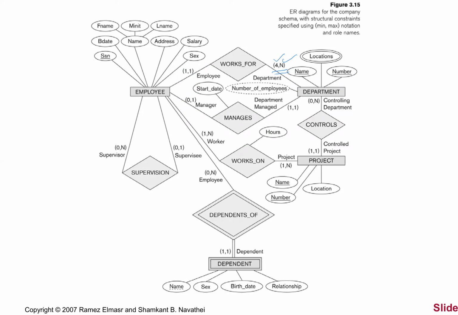If you can just see it, all single and double lines have been eradicated, and you can see 1 and 1 relationship, 1 n relationship, then 1 and n. Minimum, maximum. This is also minimum, maximum. So this is also minimum, maximum. So this is how the ER diagram has been changed or improvised. It says ER diagram for the company schema with structural constraints specified using minimum maximum notations and role names.